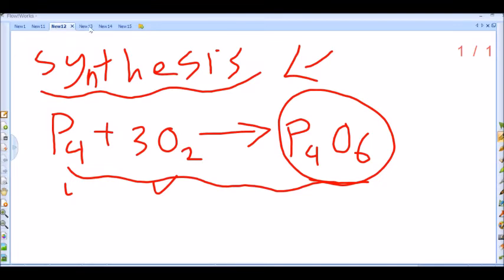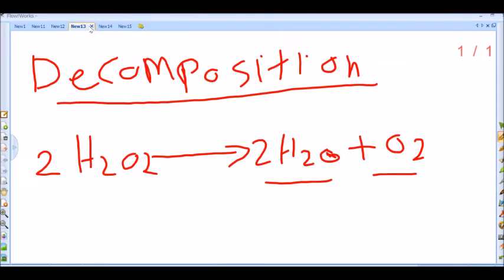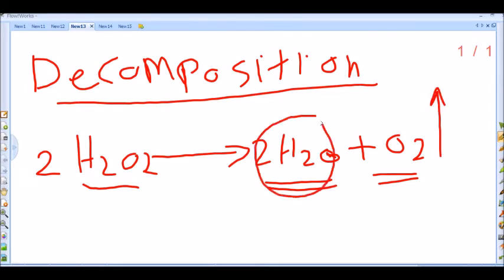Next type is decomposition chemical reaction. We here dissociate or decompose hydrogen peroxide, which is complex, to form water and oxygen, to prepare oxygen in the science lab. This one is gas, it releases up. This one is liquid. So here we separate the components of the hydrogen peroxide to form oxygen gas.